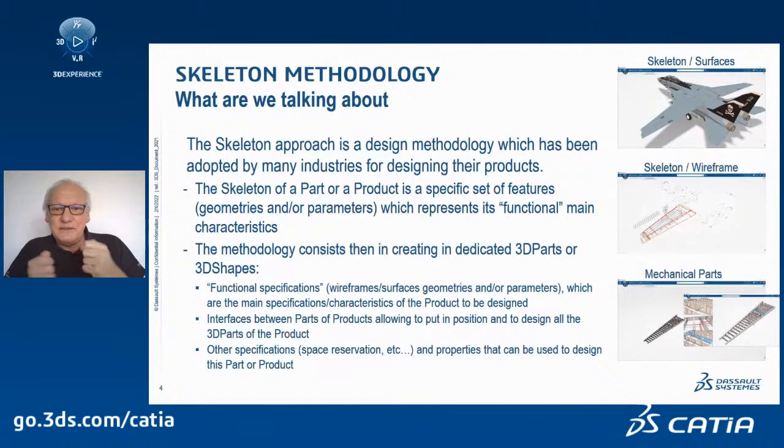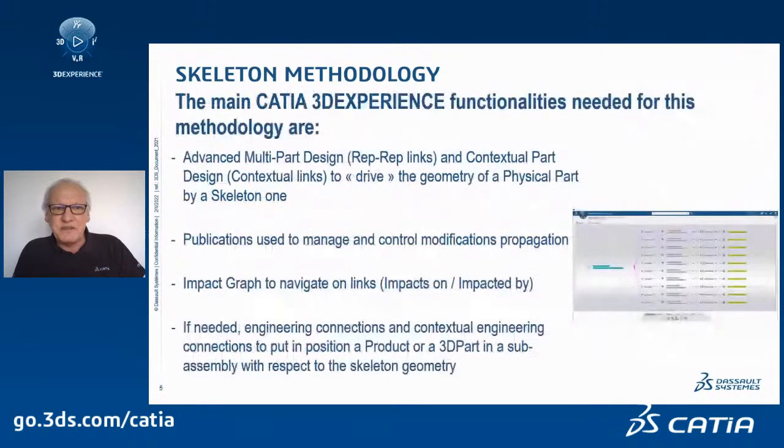So the idea is really to create dedicated parts or shapes, but I prefer to talk about 3D parts, where you will have those driving elements of your architecture, okay, which are wireframe elements, planes, lines, surfaces, or any parameters, okay? And it will allow you to drive the position of those parts in the product. You can also add any other specification like space reservation or other properties that will be useful for you when you are designing a part or a sub-assembly or a sub-sub-assembly. So that's the skeleton methodology.